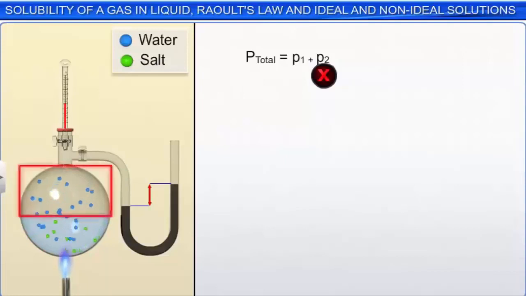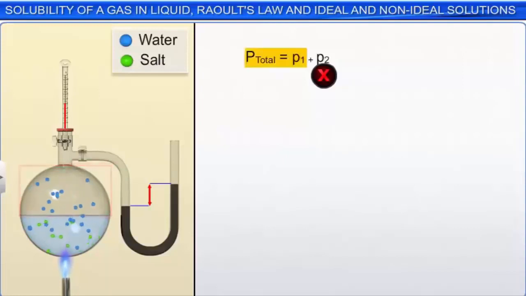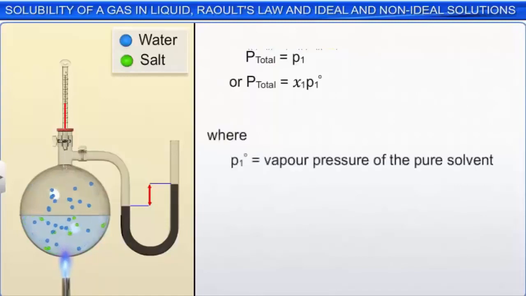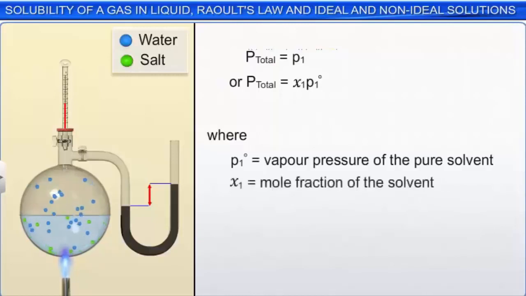Thus, the vapor pressure of the solution will be the vapor pressure due to the solvent only. That is, P total is equal to P1 or P total is equal to x1 P1 naught, where P1 naught is the vapor pressure of the pure solvent at a particular temperature and x1 is the mole fraction of the solvent 1.